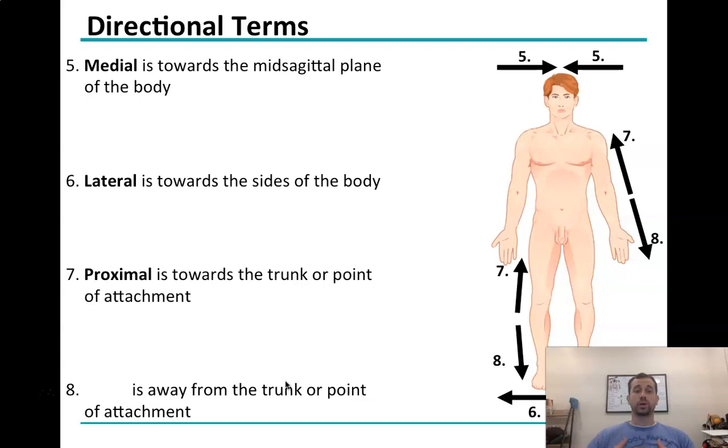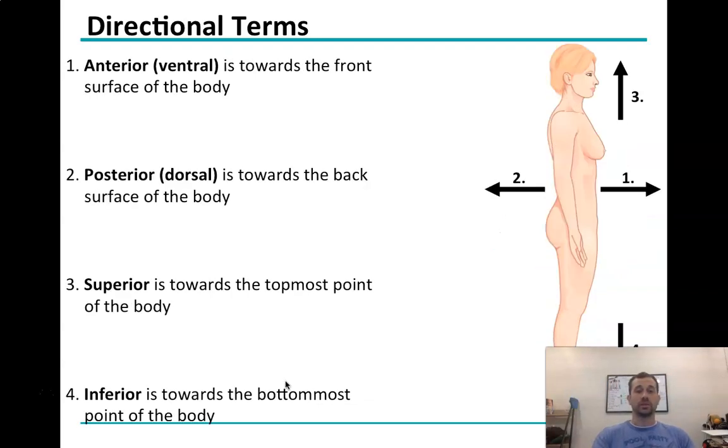Proximal is towards the trunk or point of attachment. And distal is away from the trunk or point of attachment. So a good way for us to describe where our hand is relative to our elbow in anatomical position would be that our hand is distal relative to our elbow. Our hand can also be, if we look back, inferior relative to our elbow because it's towards the bottommost point of our body relative to the other structure.